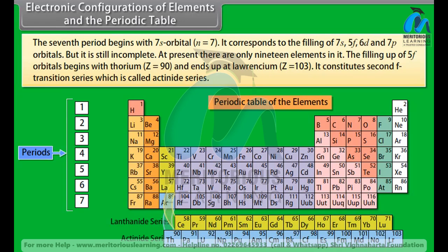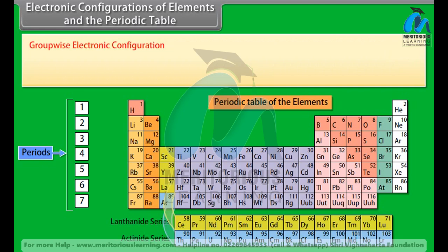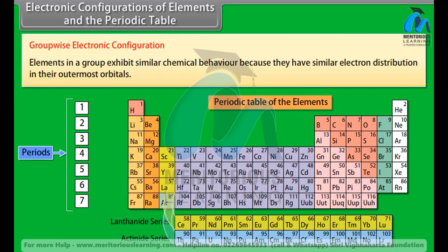The filling up of 5f orbitals begins with thorium, atomic number 90, and ends at lawrencium, atomic number 103. It constitutes the second f transition series, which is called the actinide series. Group-wise electronic configuration. Elements in a group exhibit similar chemical behavior because they have similar electron distribution in their outermost orbitals.